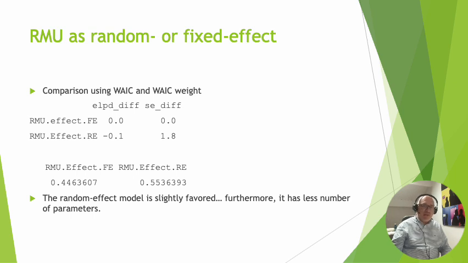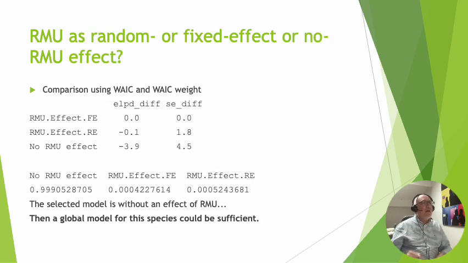On the other hand, we can conclude about RMU as random, fixed, or no RMU effect. We test the three models, fixed effect, random effect, and global with no RMU effect, and we conclude again, as in the previous video, that the RMU effect is not at all favored. The selected model is without an effect of RMU, so a global model for this species could be sufficient.